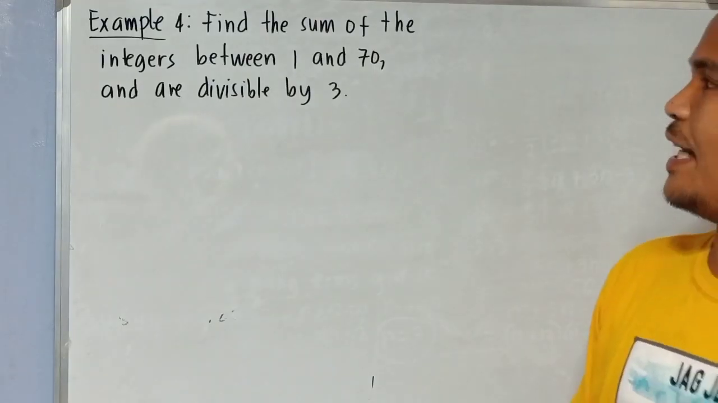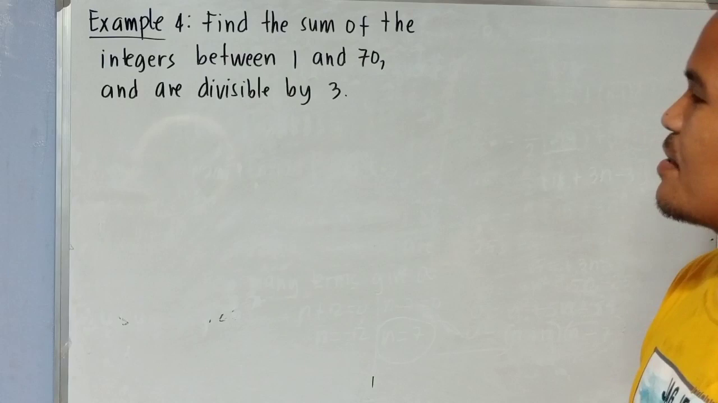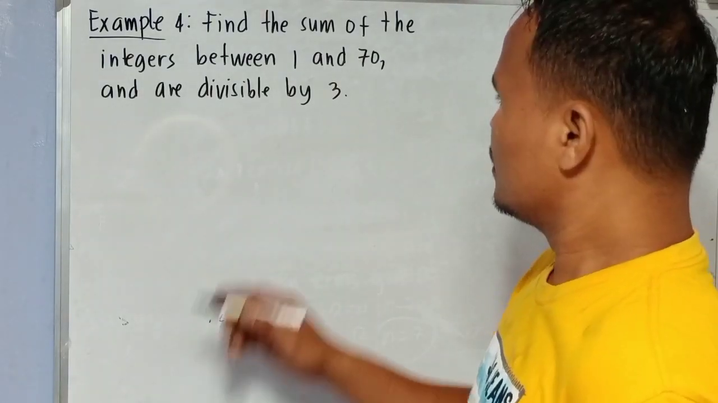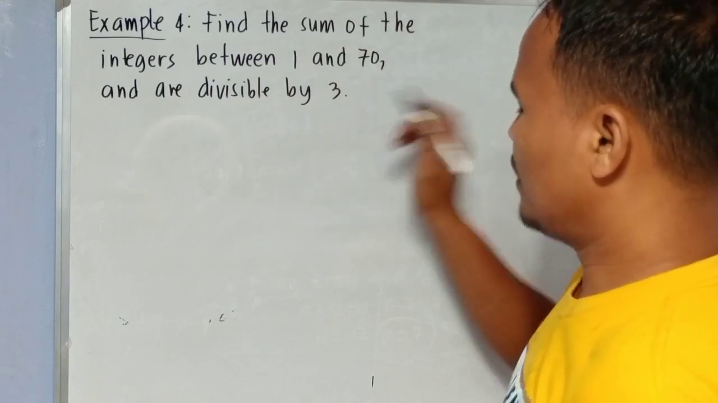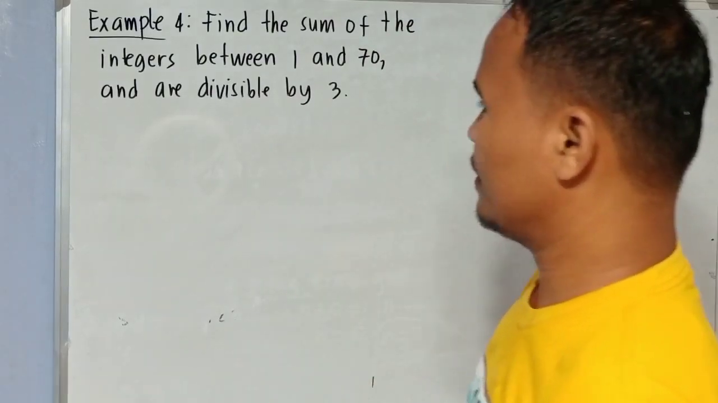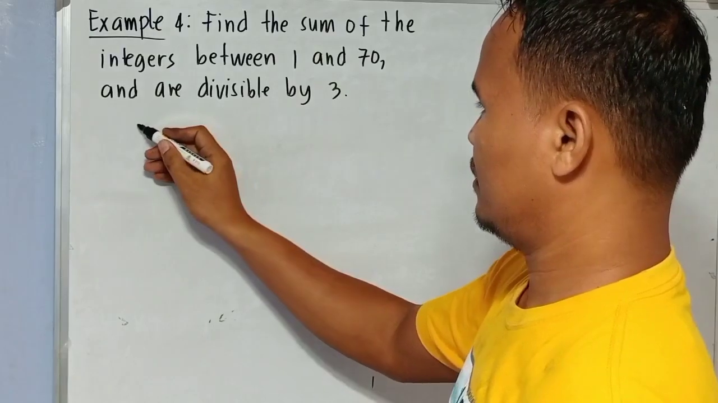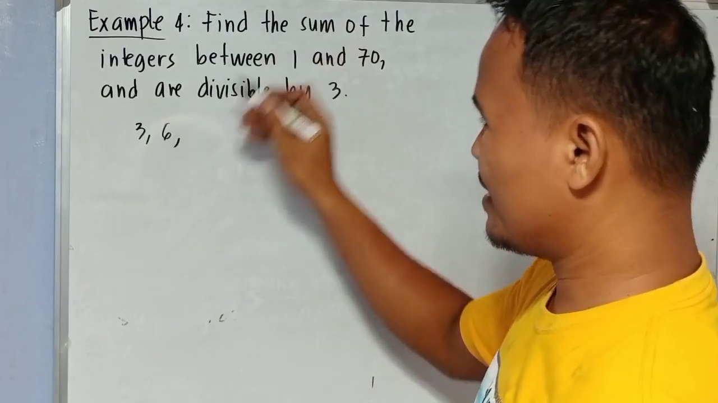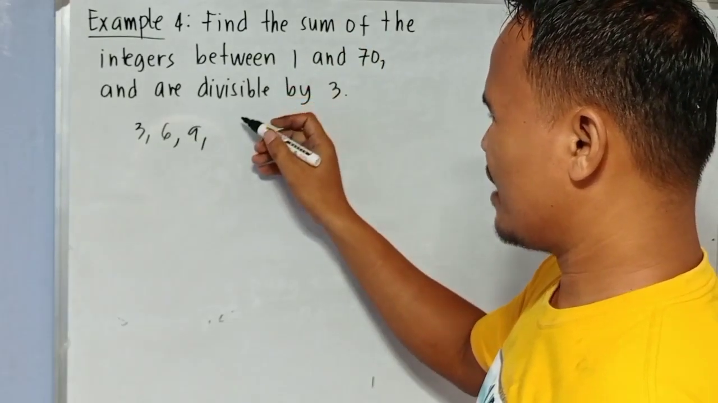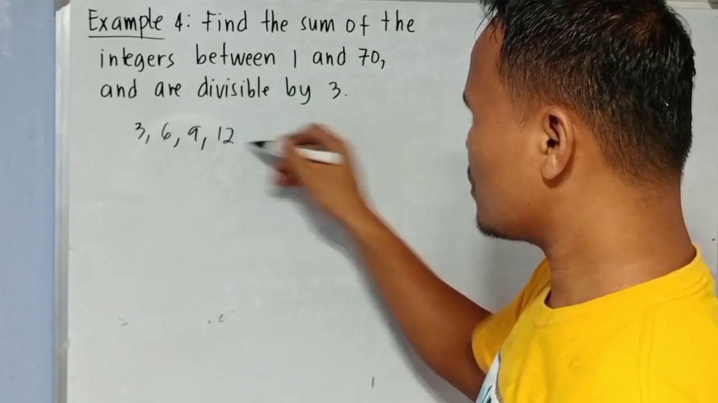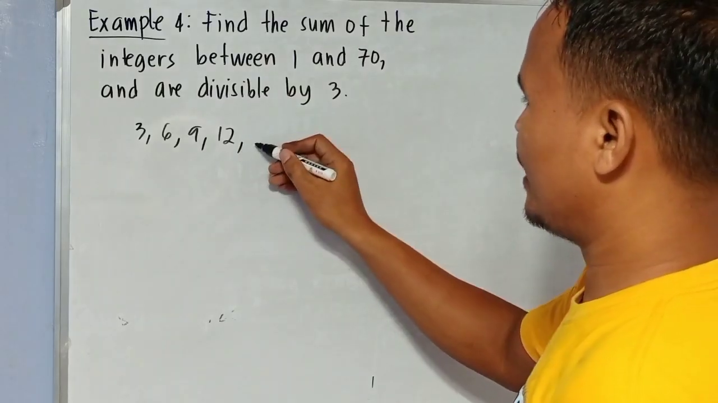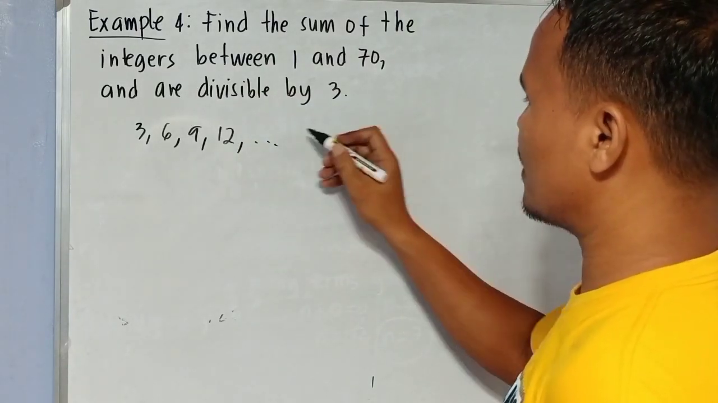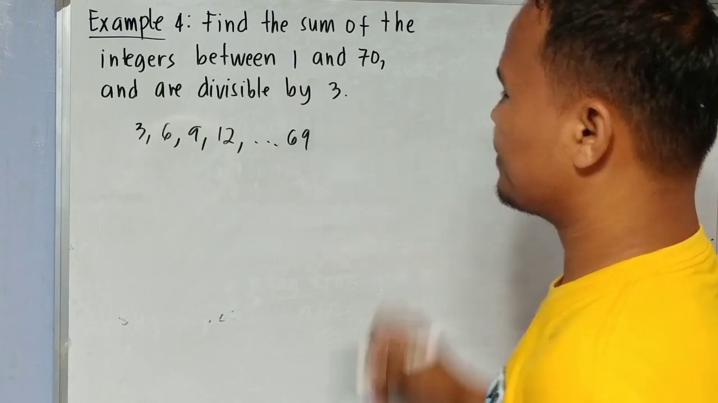Example number 4: find the sum of the integers between 1 and 70 that are divisible by 3. Okay, so from 1 to 70, the numbers that are divisible by 3 start with 3. Next is 6. Next is 9. Next is 12. And the last term from 1 to 70 that is divisible by 3 is 69.